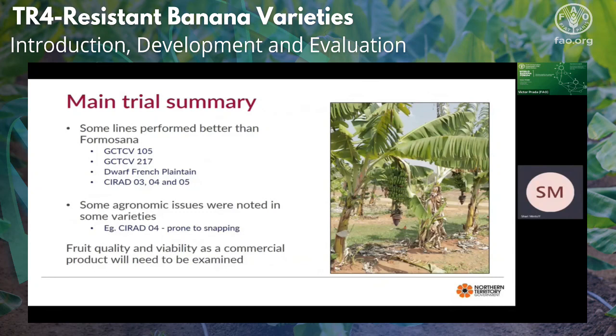So what that means in terms of that particular trial is that we had a few varieties that actually performed better than Formosana. The 105, the 217, the dwarf French plantain, and some of the CRAD lines did pretty well. One of the things I want to point out is that even though we had some resistant lines, there are some agronomic issues that we dealt with, either long cropping cycles or, for example, CRAD 4. It showed no symptoms at all, but it was very prone to snapping just before harvest. Now, I don't know if that's actually a trait of the variety or it just didn't particularly like the environment it was grown in, the Northern Territory. So I think from those lines, further work is needed to see whether any of them are commercially viable in the Australian market.